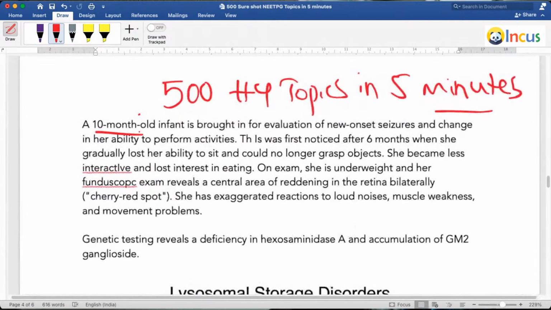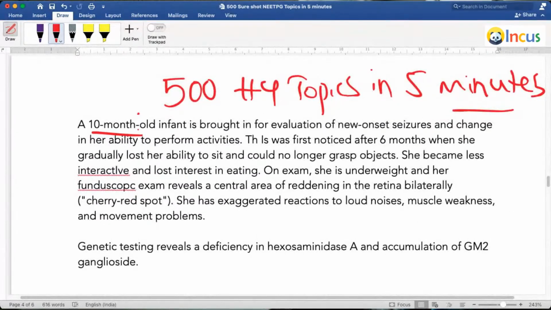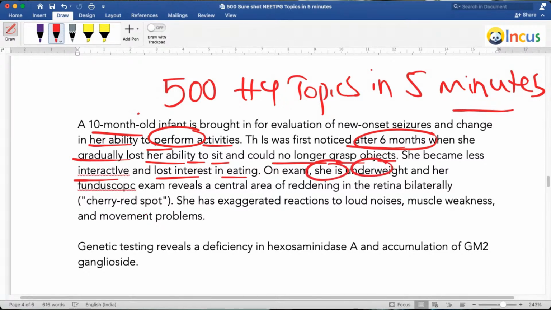A 10-month-old infant is brought in for the evaluation of new onset seizures. There's a difficulty in her ability to perform activities. It was first noticed after 6 months when she gradually lost her ability to sit. No longer able to grasp objects, she became less interactive, lost interest in eating. Don't get tempted towards thinking of some ADHD, okay? Or Rett syndrome.